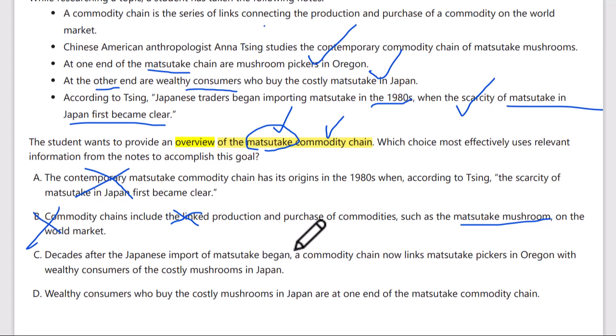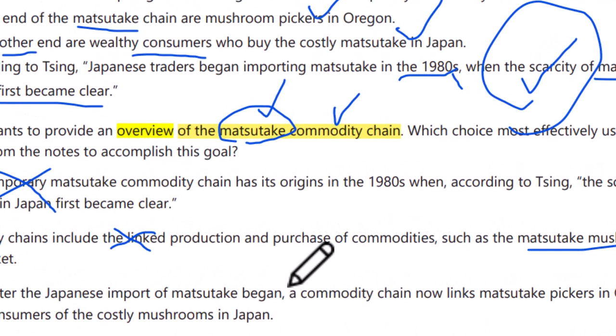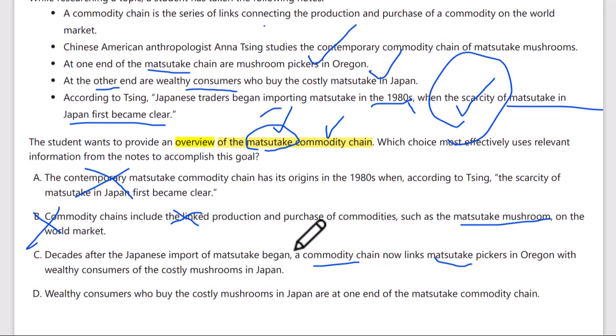It's not right. C, decades after the Japanese import of Matsutake began, okay, that's in there, right? Remember, that's that bullet point there. A commodity chain now links Matsutake pickers in Oregon. So not just any commodity chain, but it's a Matsutake commodity chain. So we're getting that particular detail. In Oregon with wealthy consumers of the costly mushrooms in Japan. Those were the other two points in our sequential list of what describes or summarizes a Matsutake commodity chain. This is going to be your correct answer.